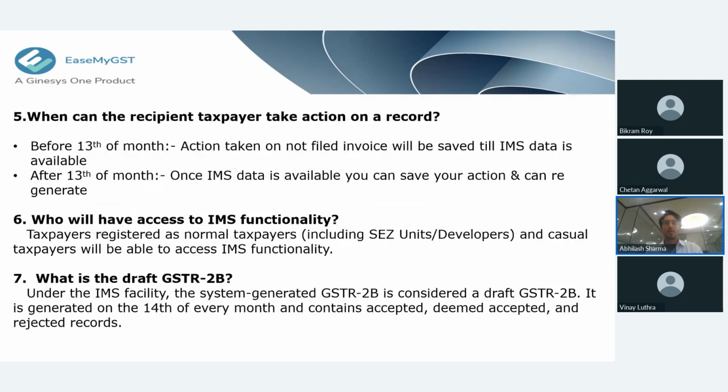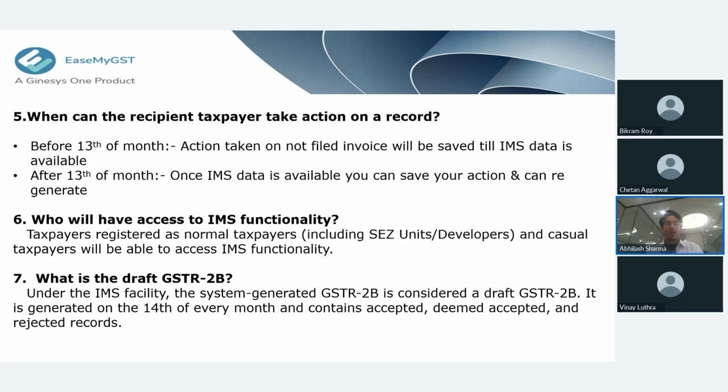Before the 13th of the month, action taken on a not filed invoice will be saved till IMS data is available. After the 13th of a month, once IMS data is available, you can save your action and can regenerate. And the sixth one is, who will have access to IMS functionality? Taxpayers registered as normal taxpayers, including SEZ units, developers, and casual taxpayers will be able to access IMS functionality.